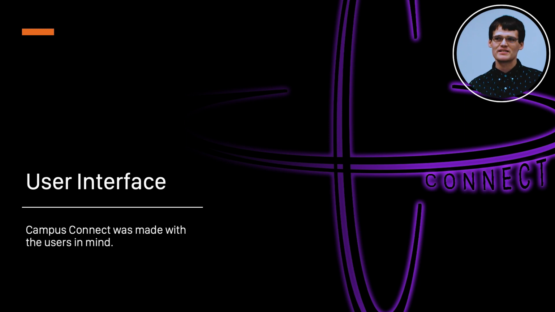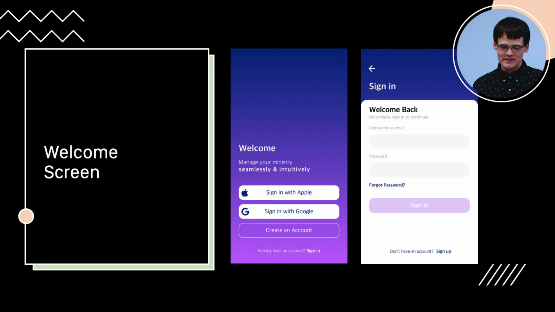The user interface. Campus Connect was made with the user in mind. It allows for useful but organized content flow. So the welcome screen, we got a nice welcome message just telling you what you're getting yourself into, saying that you're going to manage your ministry and it's going to be seamless and intuitive. You can sign in with Apple or Google if you want a more secure authentication method, or you have the option to create your own account.